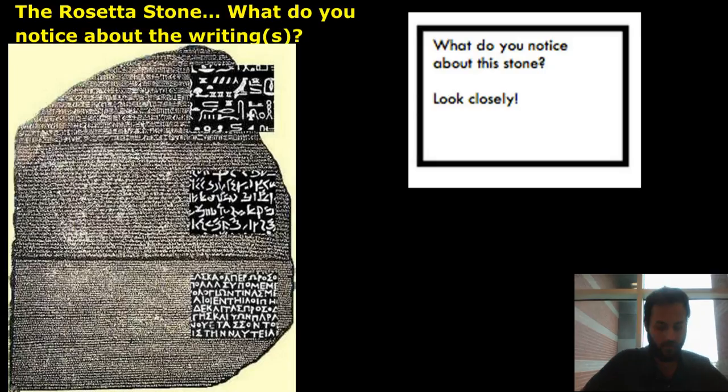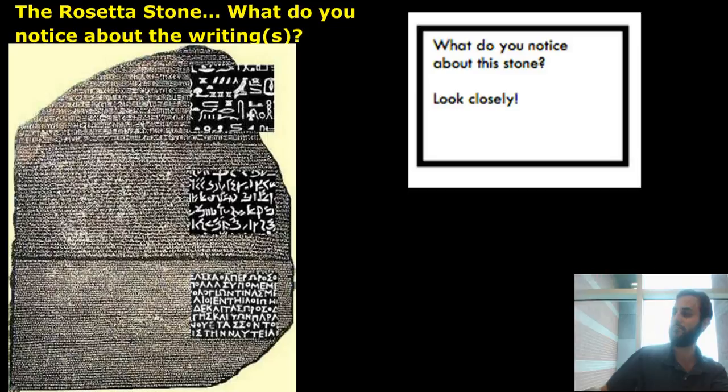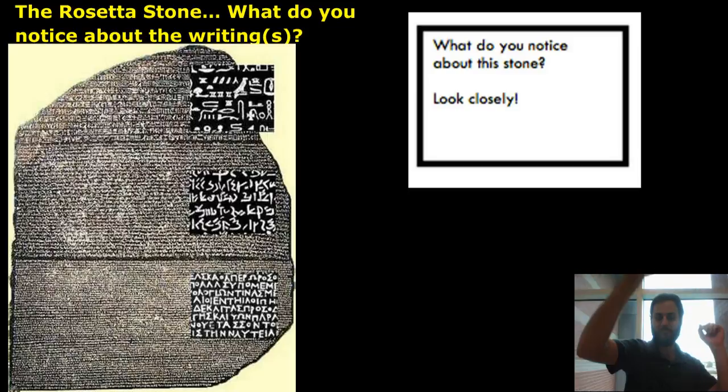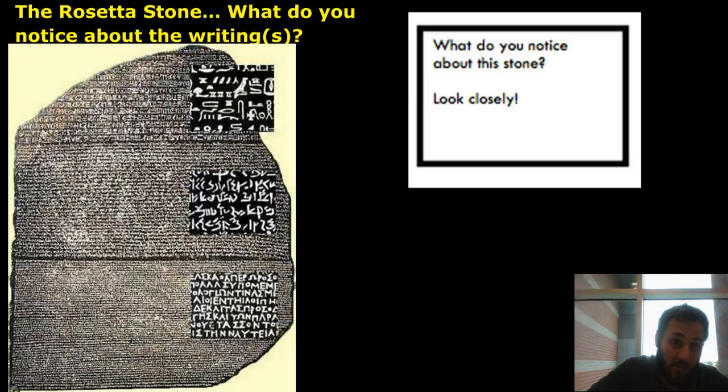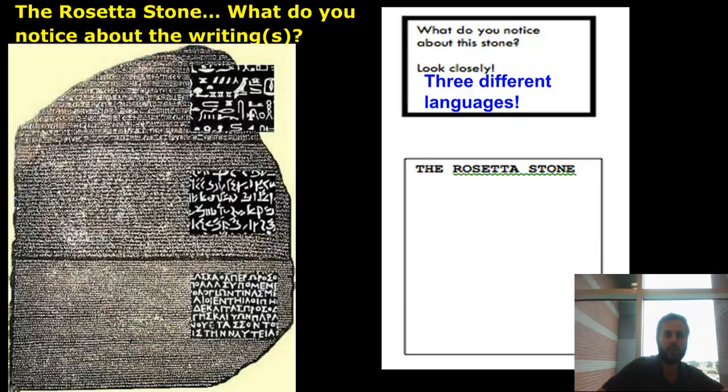All right, now go to this page right here. This is the Rosetta Stone. The Rosetta Stone was discovered a long time ago, and it gave us really valuable information about Egypt and some other civilizations. So it's a primary source. I want you to take a look at the Rosetta Stone. What do you notice about this stone? Look closely. That's right. You should notice that there's 3 different languages. Please write that down on your page.